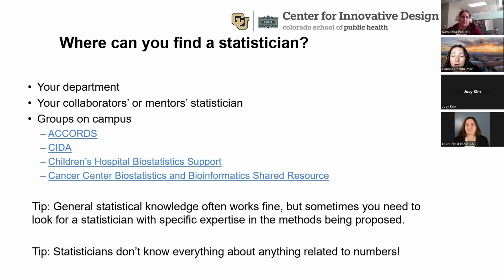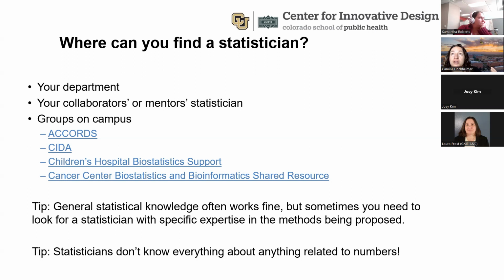A couple of tips when you're trying to find a statistician: sometimes you need a statistician who has very specific expertise in the methods being proposed. That is a good time to go to one of these centers and say, this is exactly what I'm working on. These are the type of data I have. Do you have someone who has expertise in that type of data?